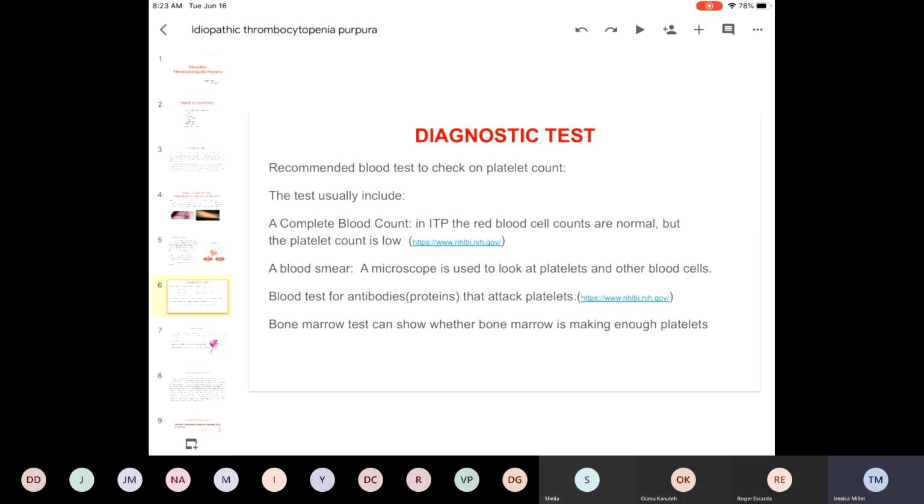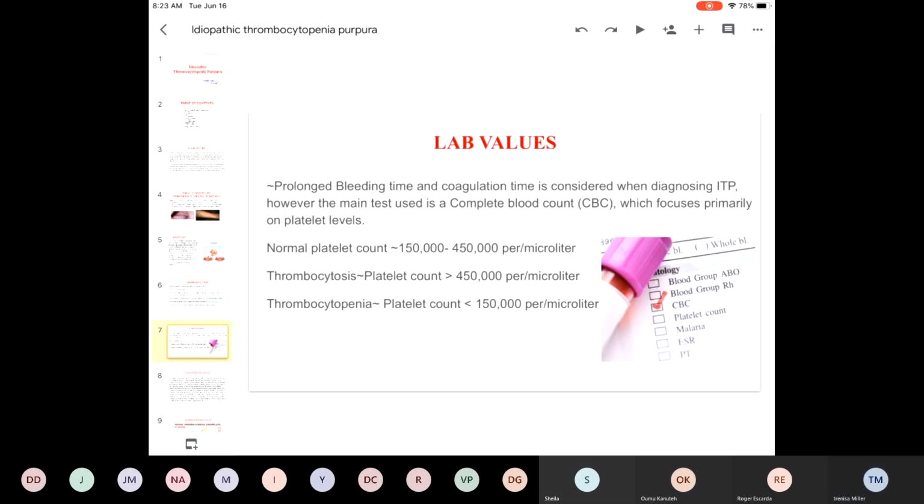Blood tests for antibodies that attack protein. Bone marrow tissues can show whether bone marrow is making enough platelets. Okay, lab values. Prolonged bleeding time and coagulation time is considered when diagnosing ITP. However, the main test used is complete blood count, which focuses primarily on platelet levels.